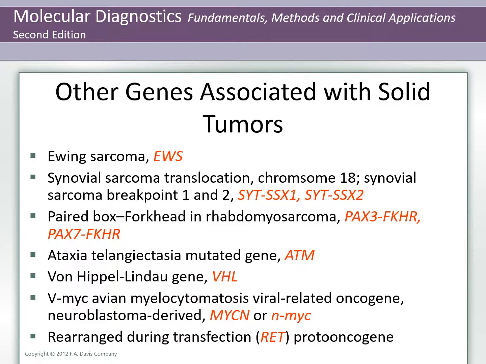Table 14.4 in your textbook provides a good summary of the molecular abnormalities in some solid tumors. It includes the associated gene, the location, the mutation, detection methods, and then associated diseases.